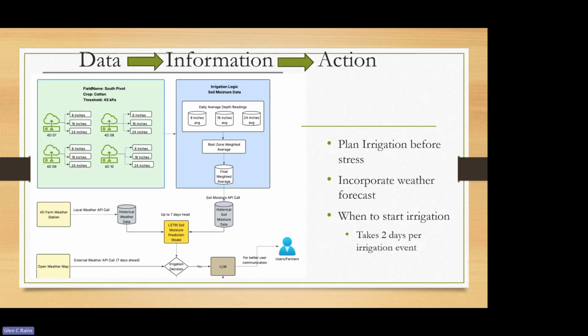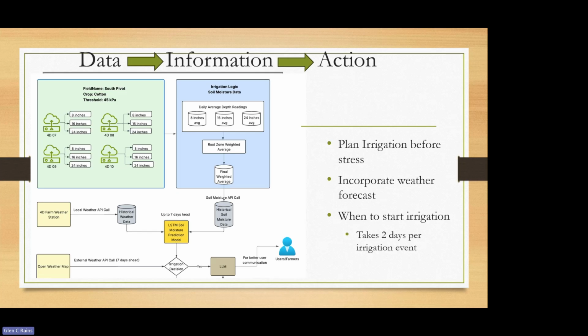And the goal of this, and we're pretty close to this right now, is, if you look over here, this is our data. So let's say we have this field, it's the South Pivot field. It's got cotton and the threshold is 45 kilopascals. Soil moisture can be measured a couple of different ways. One is the actual pressure it takes, or the vacuum it takes, to pull water out of the soil. And that's the most accurate.